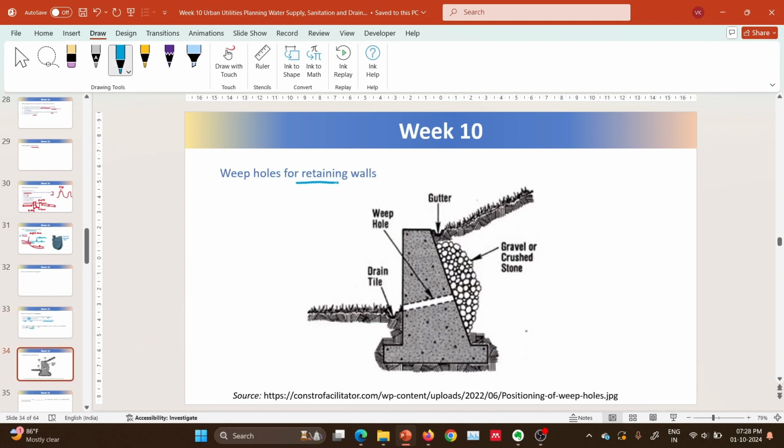Weep holes for retaining walls. Weep holes are provided like this, you can see. This is the retaining wall. Why a retaining wall? It is retaining this much soil. The soil is getting retained by the wall, so it is called a retaining wall. This cushion is provided for easy flow of water through these weep holes.